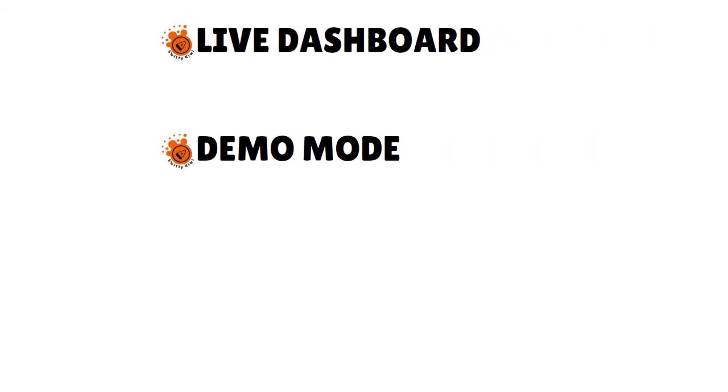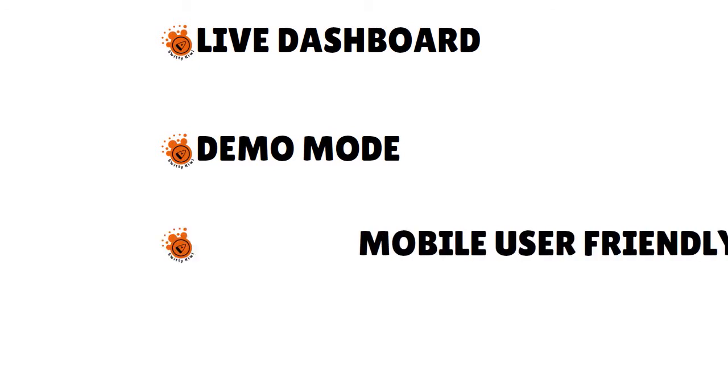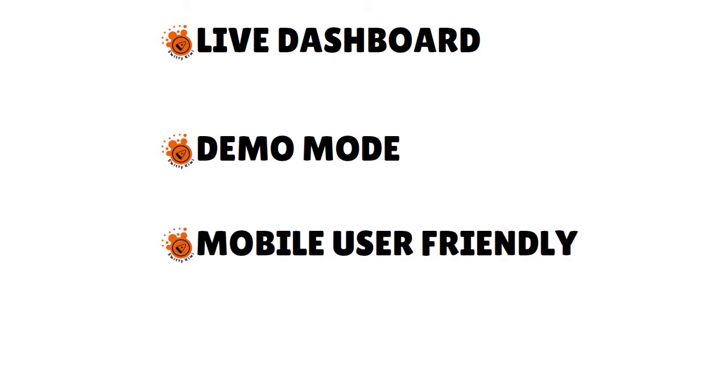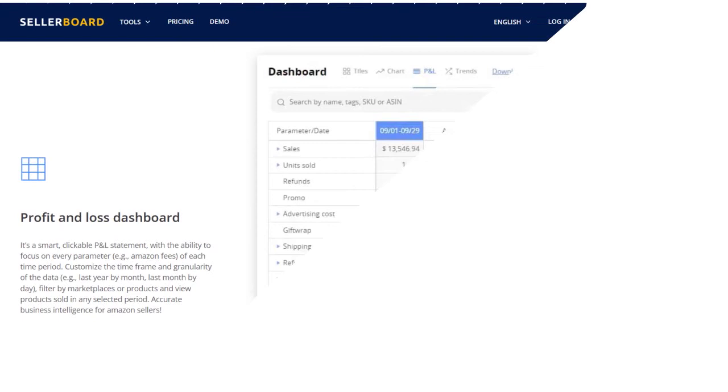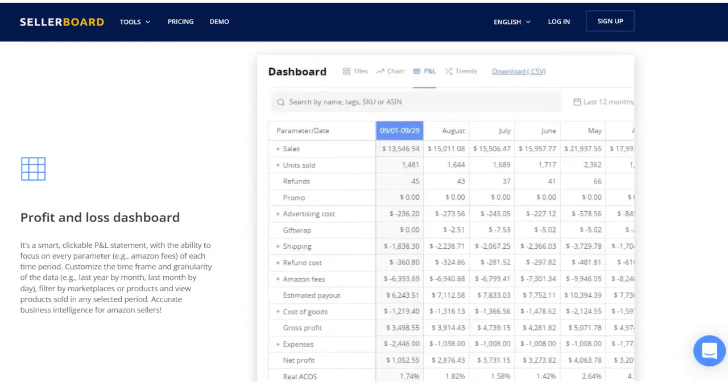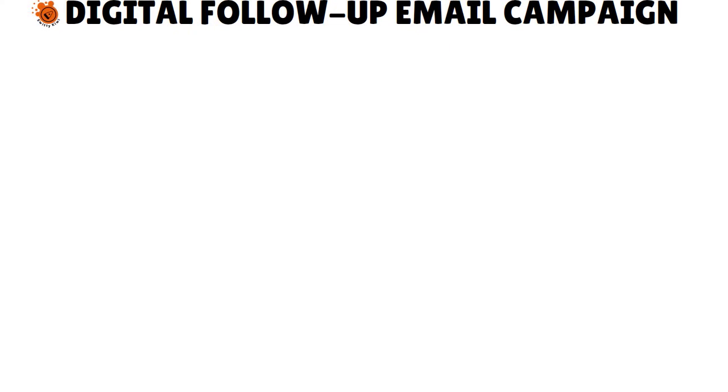You have a live dashboard. You have the demo mode. They actually offer a 1-month free trial. Okay, you have mobile user-friendly dashboard. You can track FBA errors. This is really good. And what we love also is that you're able to have PPC optimization. Okay, this is really good. So in other words, you can have a digital follow-up email campaign, autoresponder.